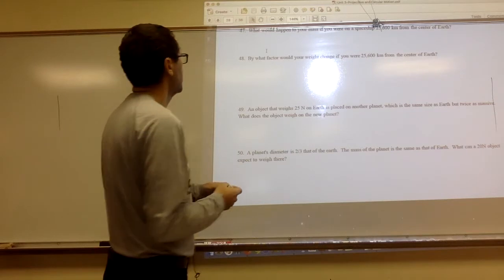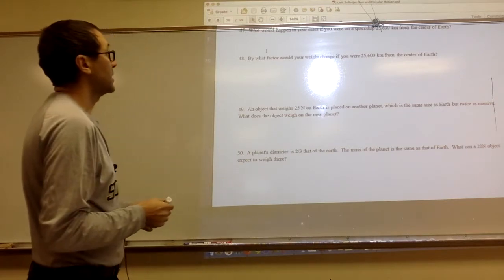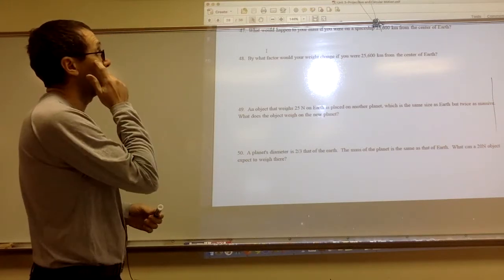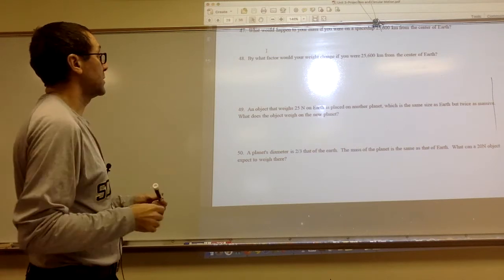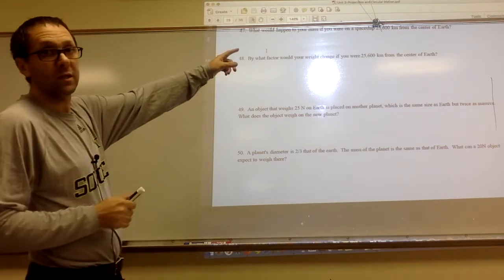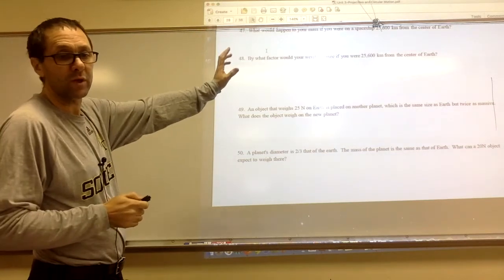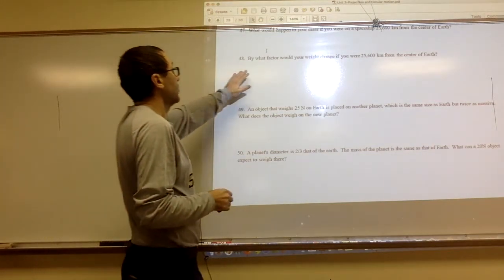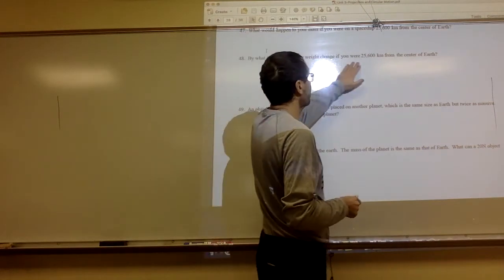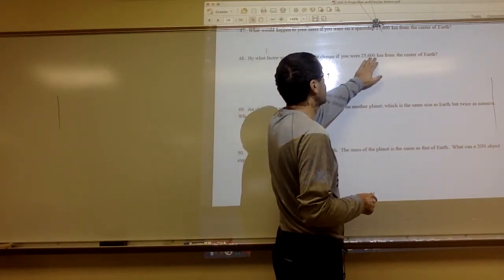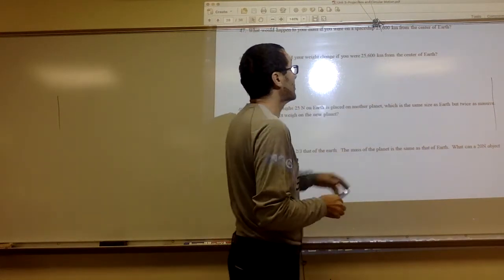Okay, we're on number 47. What would happen to your mass if you were on a spaceship 25,600 kilometers from the center of the Earth? You got to pay attention here. It doesn't say weight, it says mass. So the mass does not change no matter where you go. By what factor would your weight change if you were 25,600 kilometers from the center of the Earth?